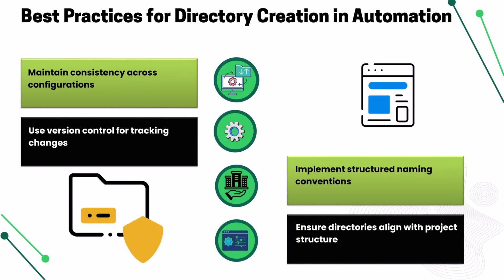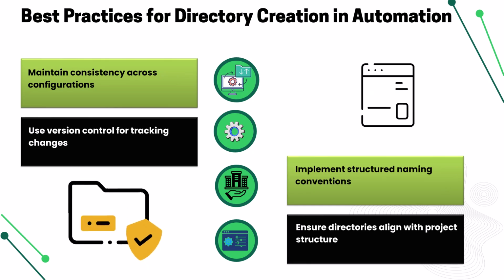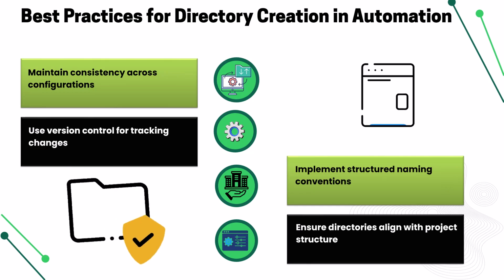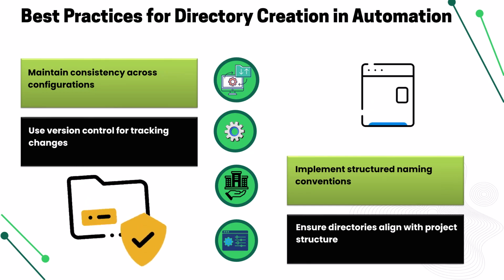Best practices might sound boring, but they save you from future headaches. Keeping configurations consistent prevents surprises. Version control is your safety net, tracking every change for easy rollback. Naming conventions are key, because new folder 123 will confuse everyone later. And always structure directories logically to match project needs, because a messy system equals messy work.